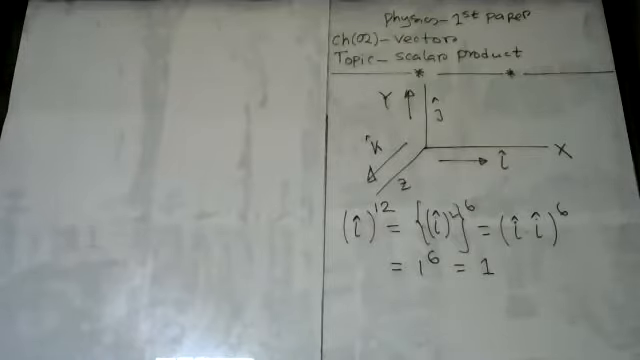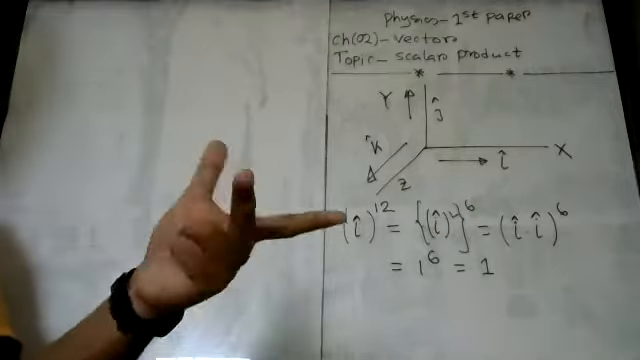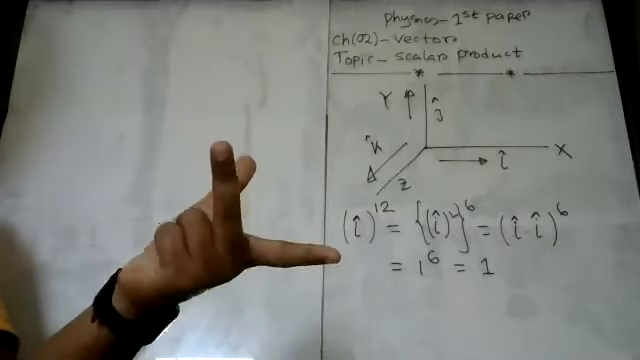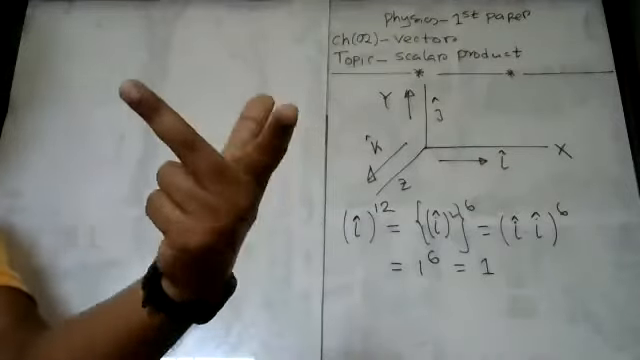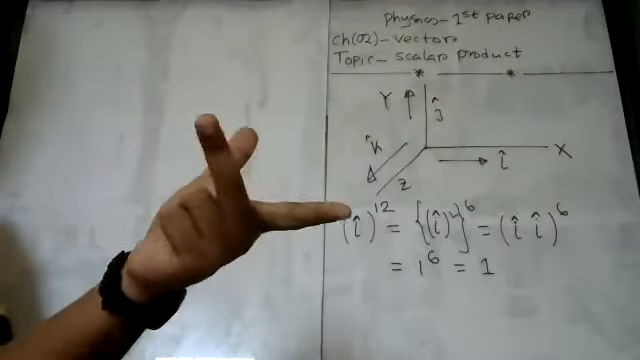You see that the angle between x-axis and y-axis is 90 degrees. The angle between y-axis and z-axis is also 90 degrees. And the angle between z-axis and x-axis is also 90 degrees. This looks just like a 3D structure, my dear student. So each and every side makes an angle of 90 degrees with each other.